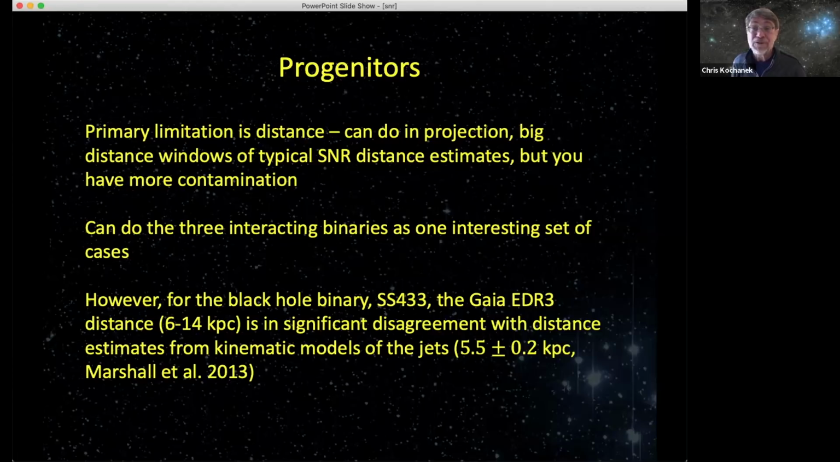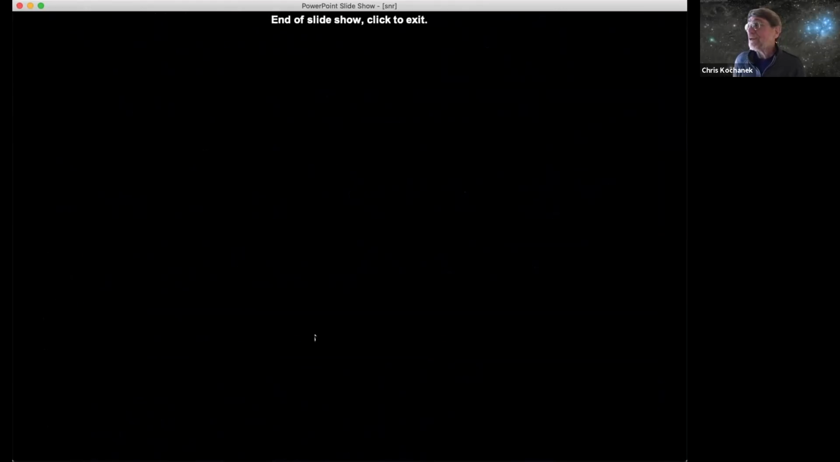However, there is one interesting case. My first thought on doing this was to do SS433 because it's a black hole, dominantly. But there's an interesting problem that the Gaia distance, which is in the regime where Gaia distances are getting flaky, is 6 to 14 kiloparsecs, but it is in significant disagreement with estimates from the kinematics of the SS433 jets, which are smaller. We had some discussions with people who know this about whether there was any evidence for problems in the parallax. And the answer is not really. We had some conversations with the people who did the kinematic models, and they basically said there's no way it's that far away. And so at the moment, that just remains a puzzle. And that's all I was going to say.